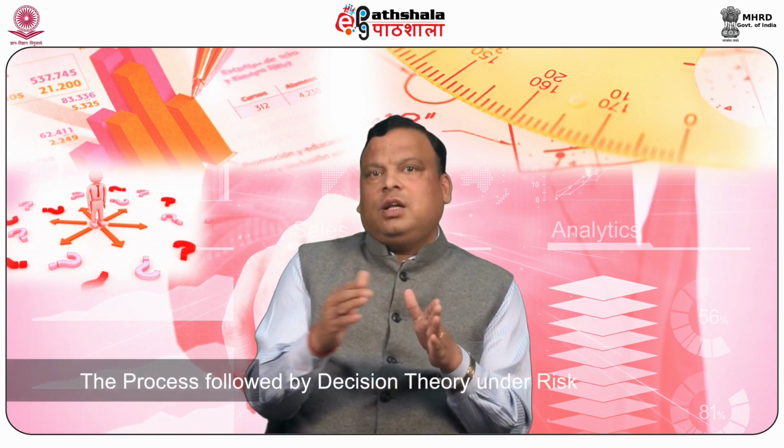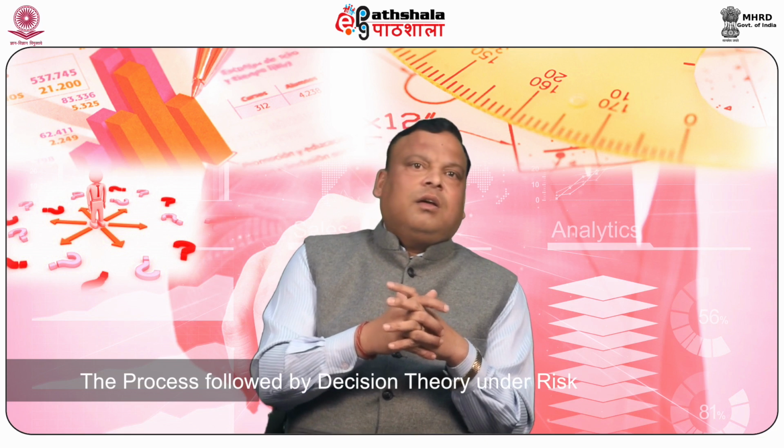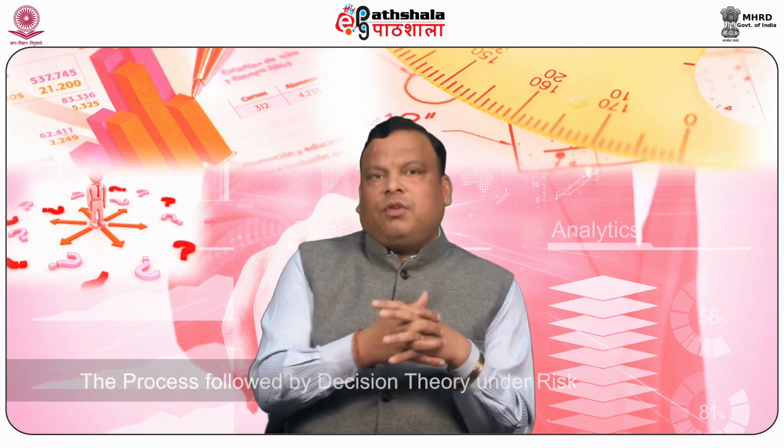Now I would be explaining to all of you the decision theory under risk, what process it actually follows. Whenever a decision maker is to take a decision under risk, he essentially needs to pass through a process in a fixed sequence that can be described as a sequential process.